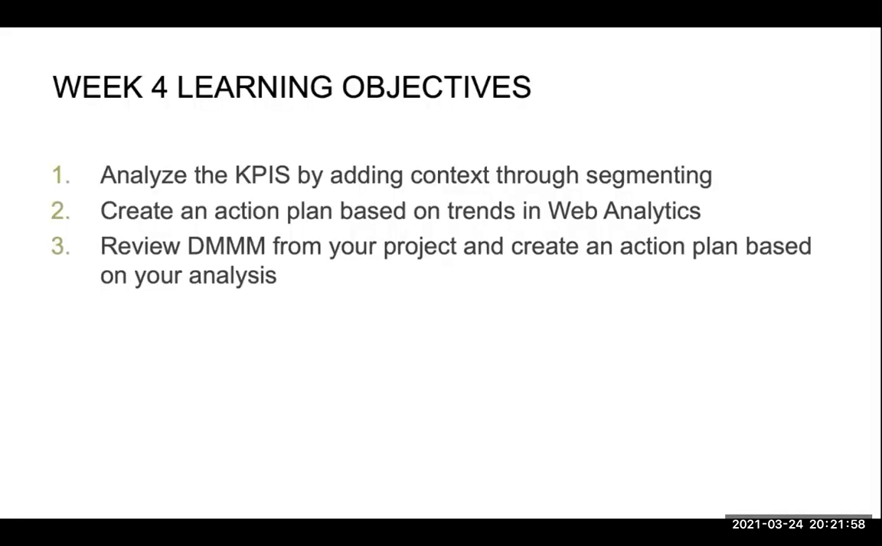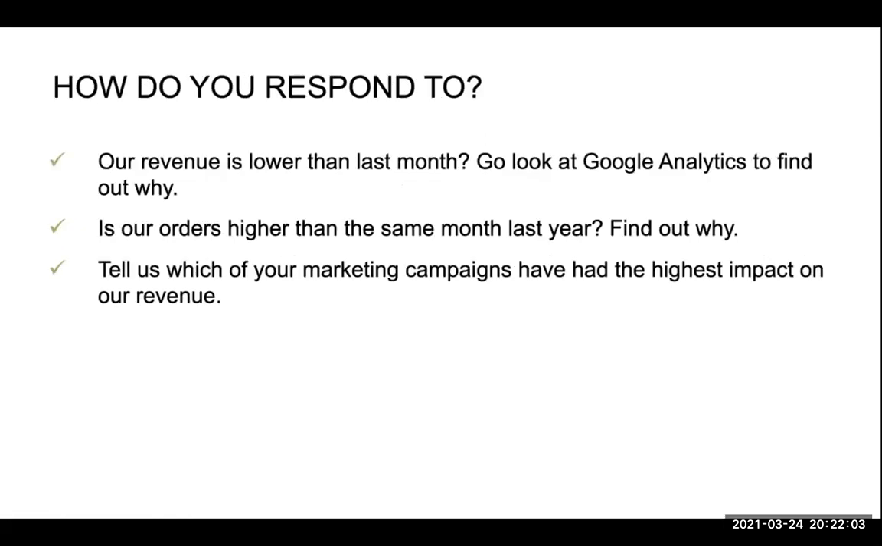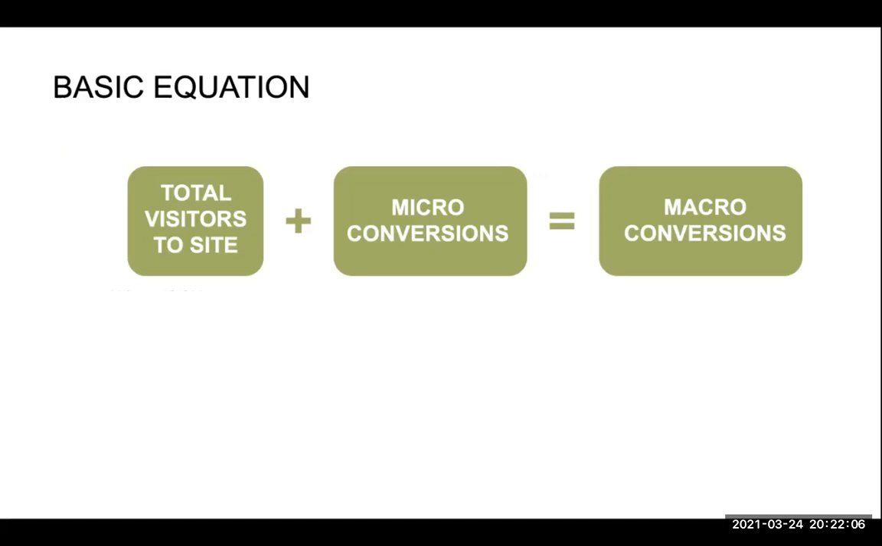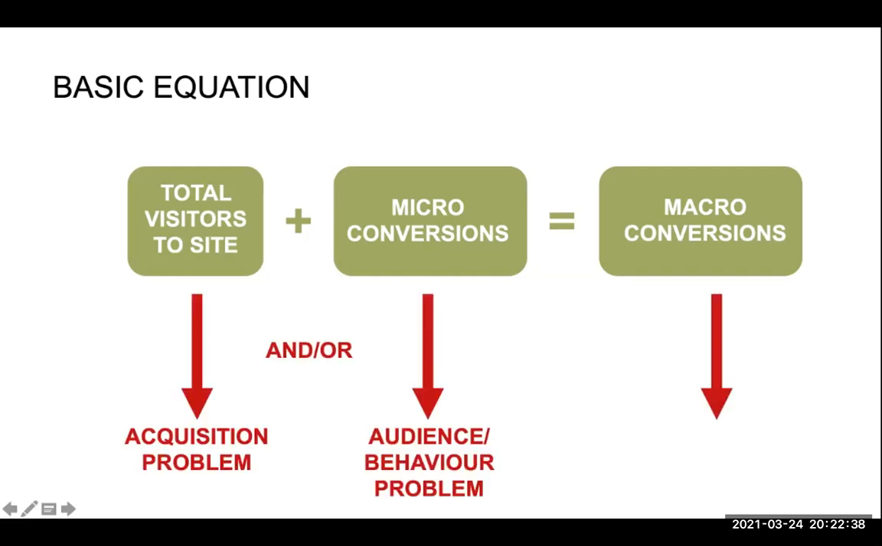So comparing trends over time, analyze the KPIs by adding context through segmenting and create an action. Well, that part you're not going to do. So when it says total visitors to site, this is a basic equation to know if you have actually accomplished your conversion. Total visitors to site is somewhat self-explanatory. When they say micro conversions, it means things that are done by the user that do not necessarily contribute to the bottom line of your site. So they're saying that if you have a lot of visitors and the visitors are taking actions on your site, it leads to macro conversions, and the reverse is true.